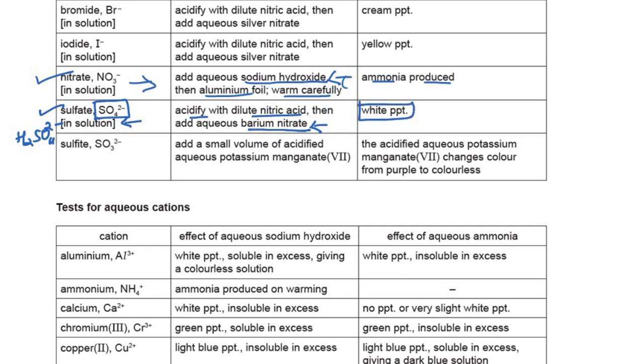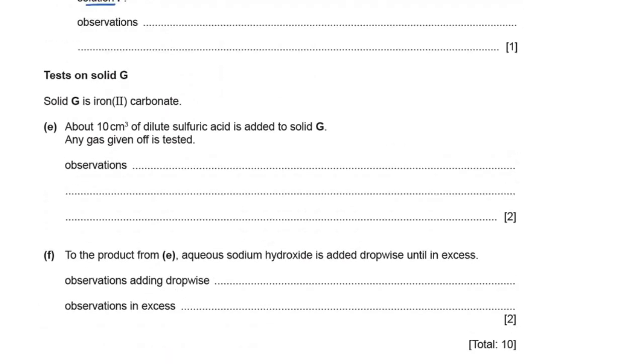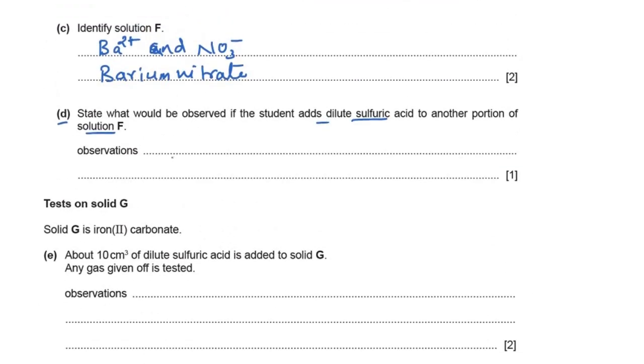And this sulfate, SO4 2-, and barium nitrate together give a white precipitate. So if we are adding sulfuric acid to barium nitrate, obviously the observation will be a white precipitate, which is actually the test of sulfate ion, but here we are doing the reverse process, adding sulfuric acid to the barium nitrate. So a white precipitate will be observed. Now let's understand the test on solid G.